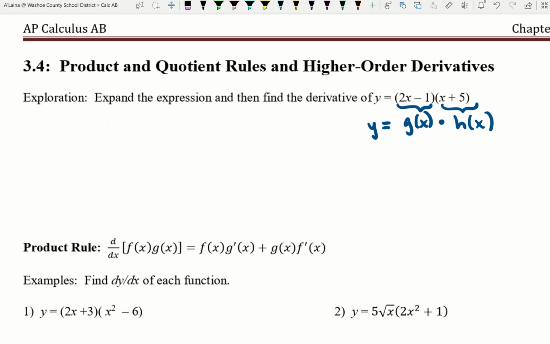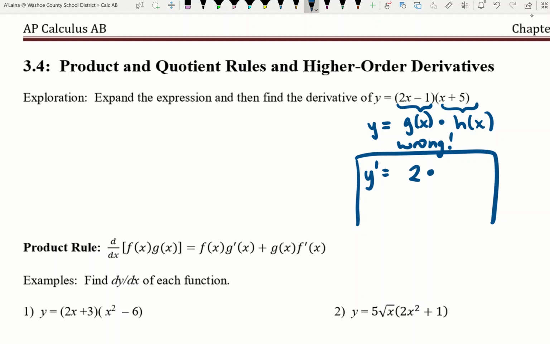Now, what some students think, and they hope, and this is wrong, and we're going to talk about why it's wrong, is that if I'm doing the derivative of two expressions being multiplied, maybe I could just take the derivative of each expression and multiply that. That ends up not being true. Let me show you and verify for you that that's a false conclusion.